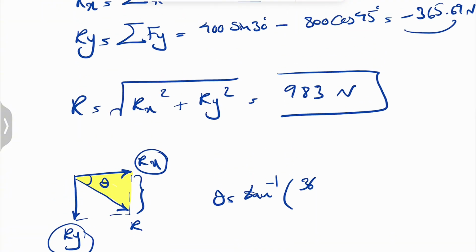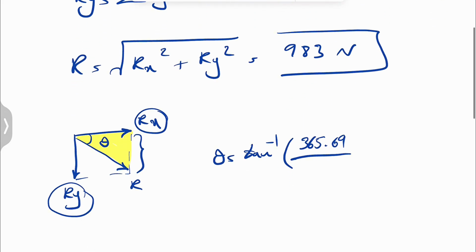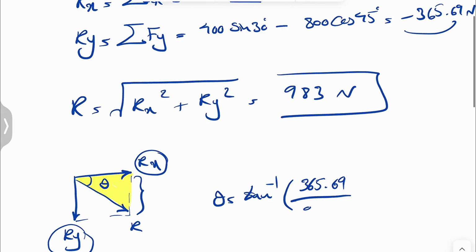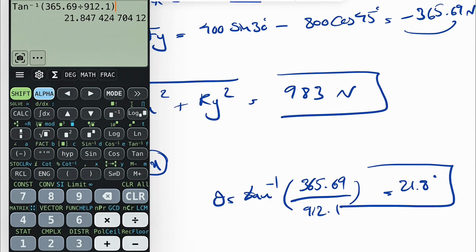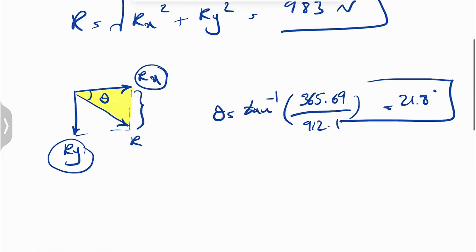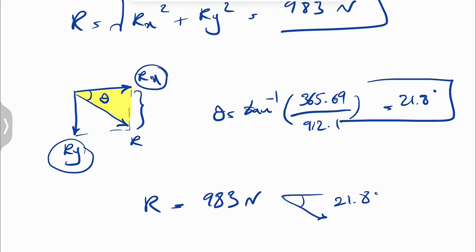So 365.69, and Rx is going to be 912.1, and this is going to give us the angle theta. So tangent inverse of 365.69 divided by 912.1, and it's going to give us the angle 21.8 degrees. So we found the force and its direction. We can also show this at the end with something like this, and that's going to be the angle 21.8 degrees.